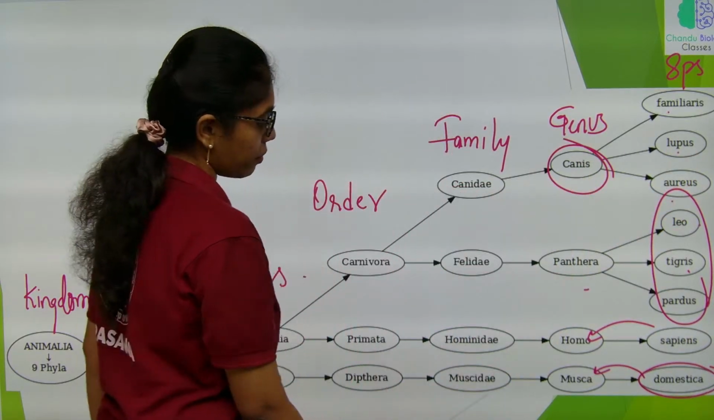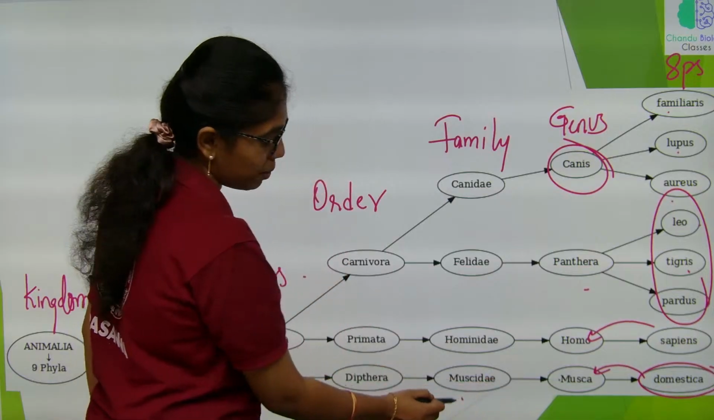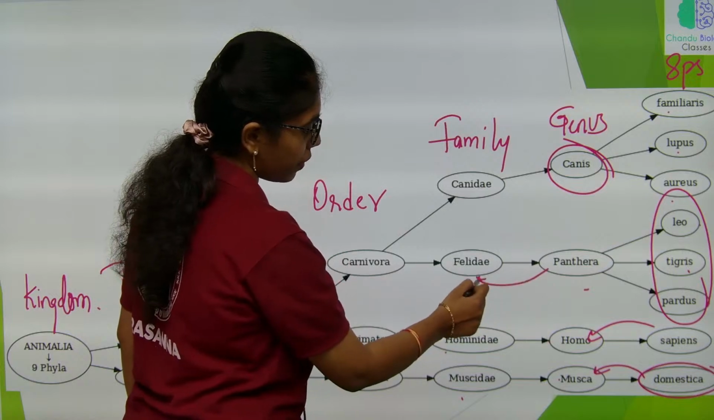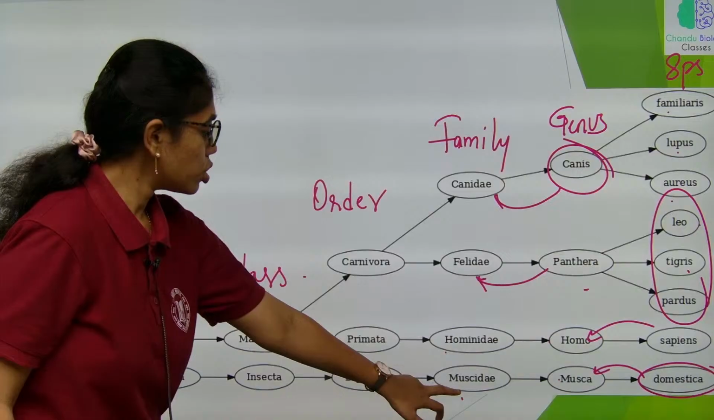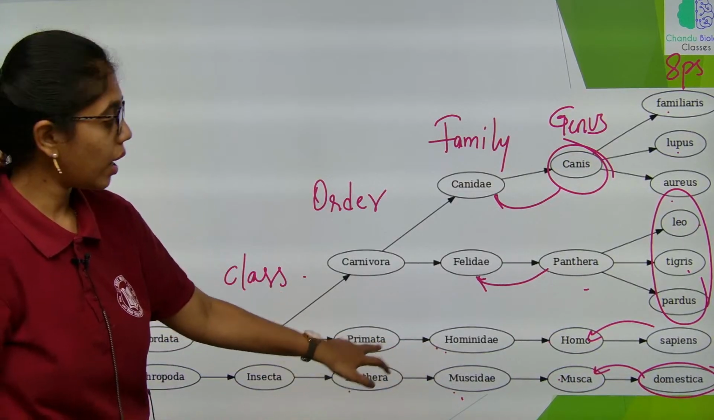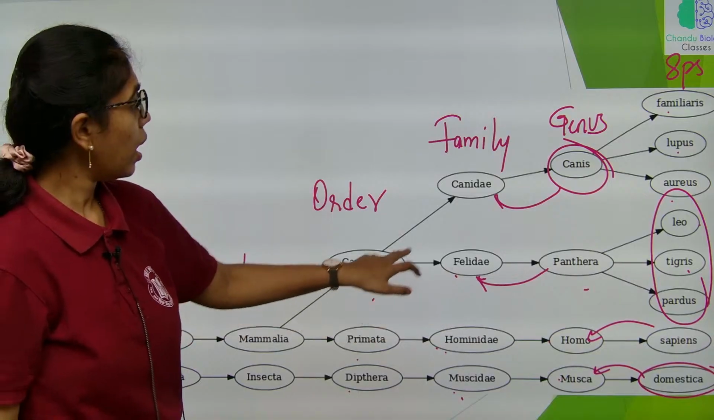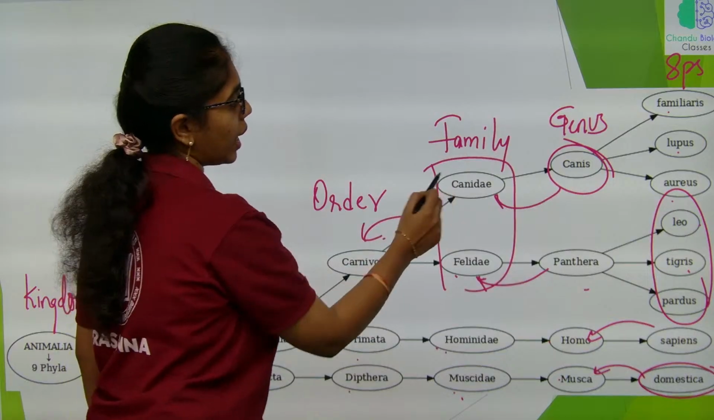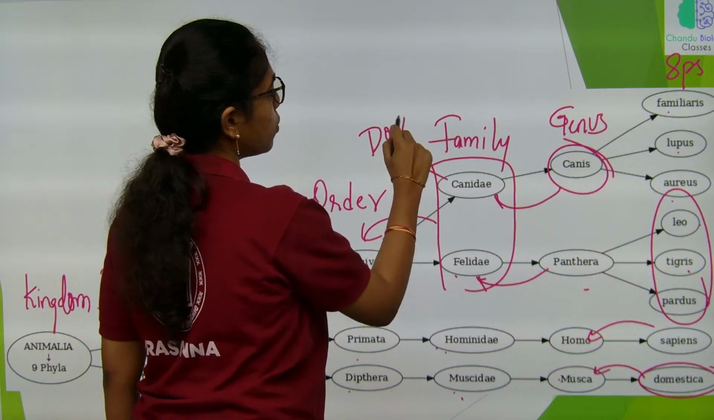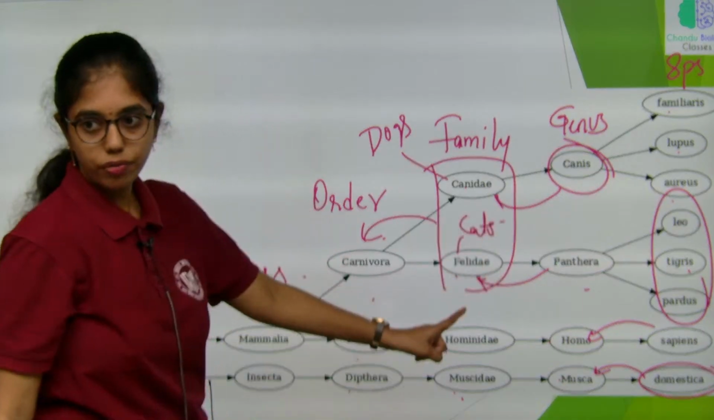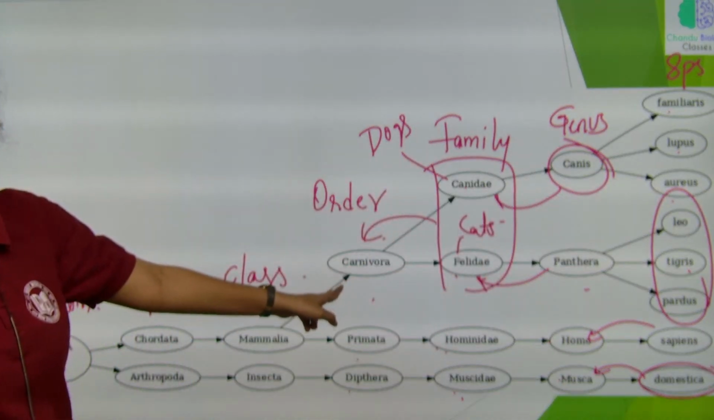Okay. Now, Musca belongs to the family Muscidae, Homo to Hominidae, Panthera to Felidae, Canis to Canidae. Then Muscidae belongs to the order Diptera, Hominidae to Primata, Felidae to Carnivora. Felidae and Canidae both belong to Carnivora. Canidae means dogs belong to this family, cats belong to Felidae, both of them Carnivora.